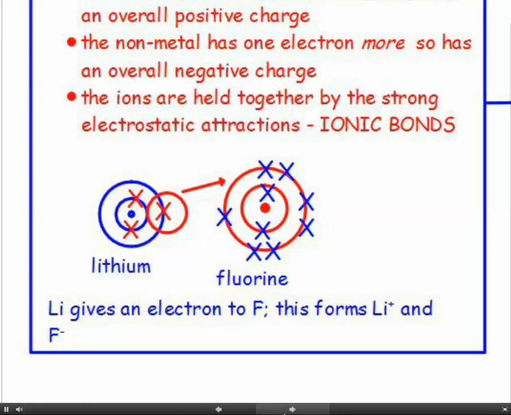So opposites attract. The ions are held together by the strong electrostatic attractions, and this forms ionic bonds. In this example, lithium gives an electron to fluorine, so this forms Li+ and F-.